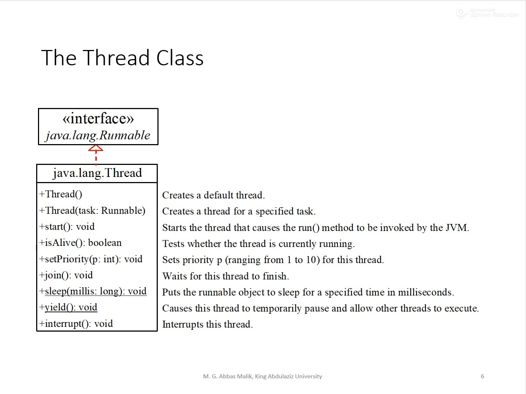So the Thread class also contains some other methods. The Thread class implements the interface Runnable. It has a constructor which we just used. It has the start method which we also just used. It also has some other methods: isAlive, setPriority, that we'll talk about a little later. Join, we'll talk about that a little later. The sleep method, the yield method, the interrupt method. So we'll get to those other methods that we have over here.